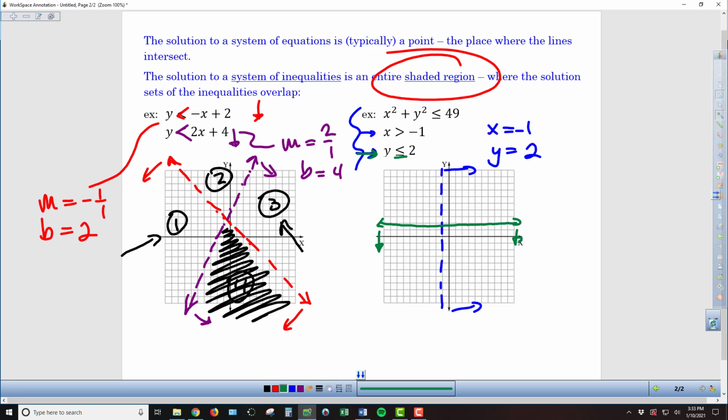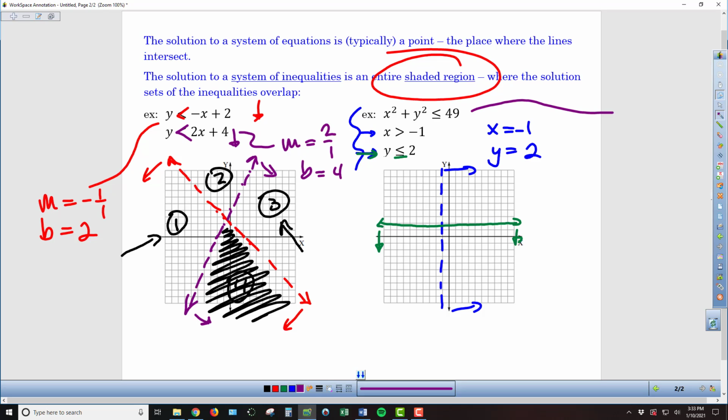So far, if it was just those 2 inequalities, it would be this region here that would be shaded. Everything below the green line and to the right of the blue line. But we clearly have one more inequality that we have to consider, and that's this one here.